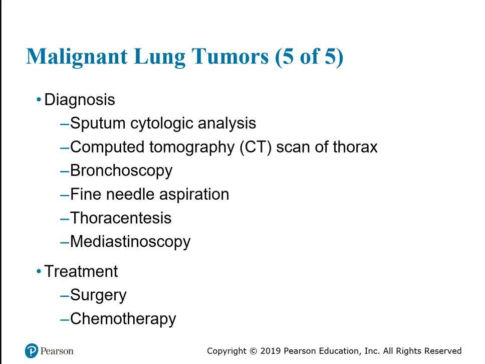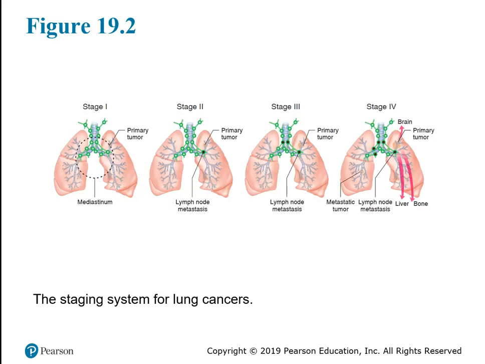Okay, and for diagnosis, some of the same things we talked about, but a CT scan is important. If you do see a tumor in that CT scan, you may have to aspirate it to see if it's cancerous. Surgery and chemotherapy would be treatment. Okay, and if you look at this staging system for lung cancers, we talk about stage 4 lung cancer or stage 4 breast cancer. This gives you some idea of how these stages are designated, right?